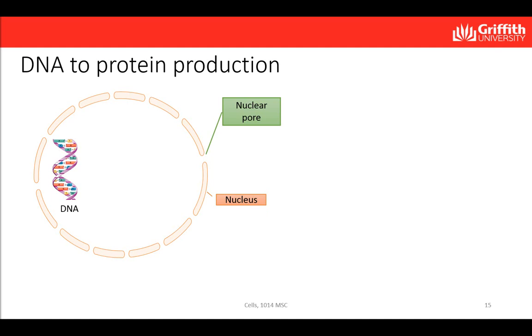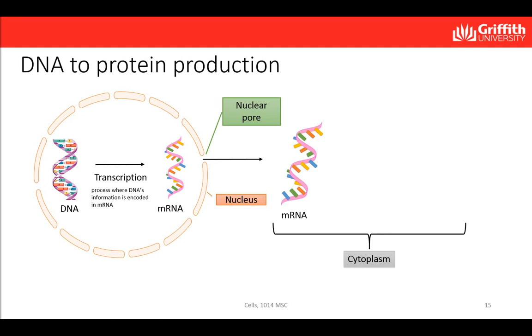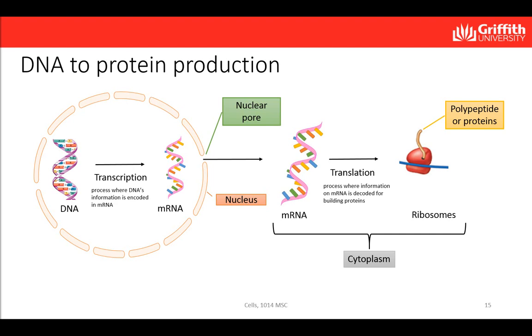Now let's briefly look at how the protein is synthesized from DNA. Whenever there is a need to synthesize a particular protein, the DNA inside the nucleus needs to be decoded into mRNA and sent to the ribosomes for the synthesis of proteins. The process by which the DNA's information is encoded into mRNA is called transcription. Once the mRNA is produced, it then leaves the nucleus through nuclear pores and enters the cytoplasm. The information carried by the mRNA is then decoded in the ribosomes, where it is used to assemble amino acids into polypeptide chains. This process is called translation.